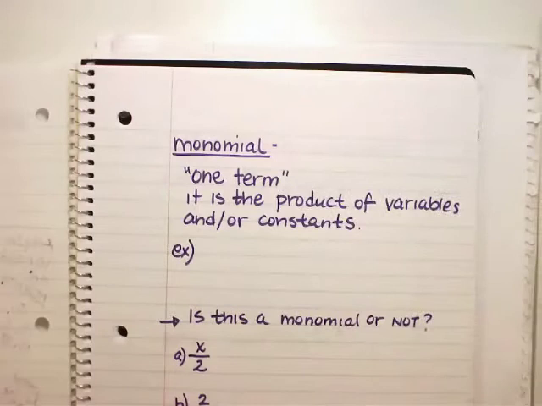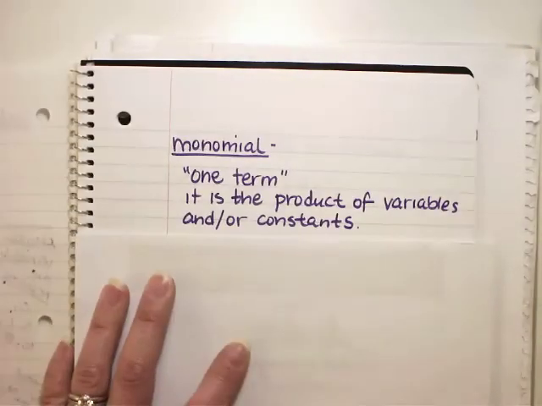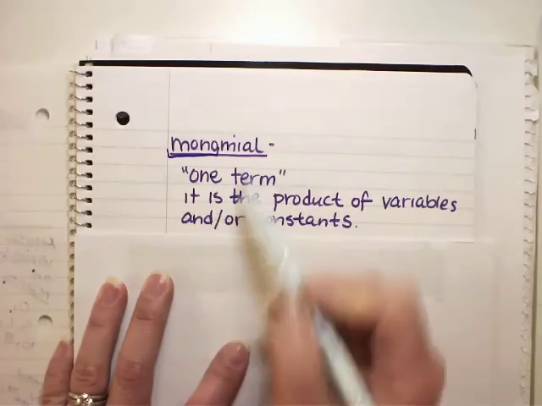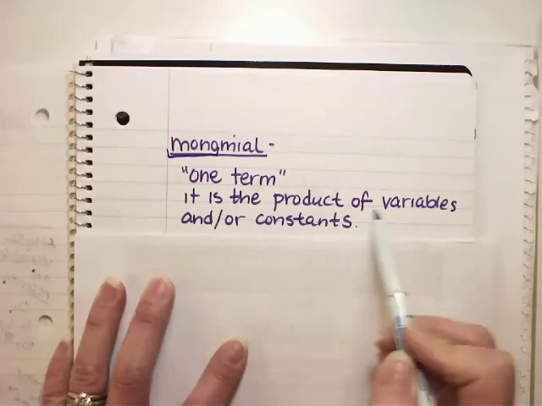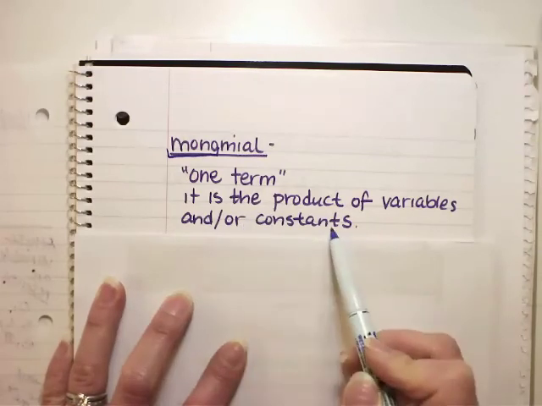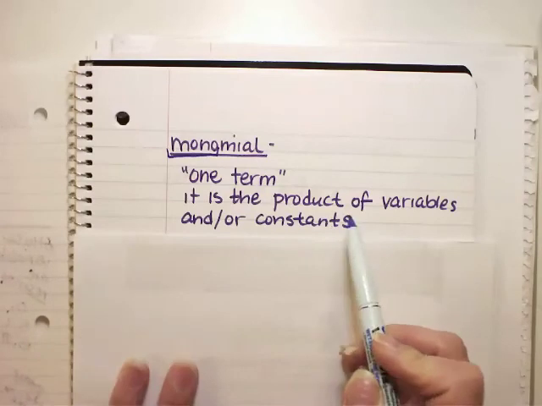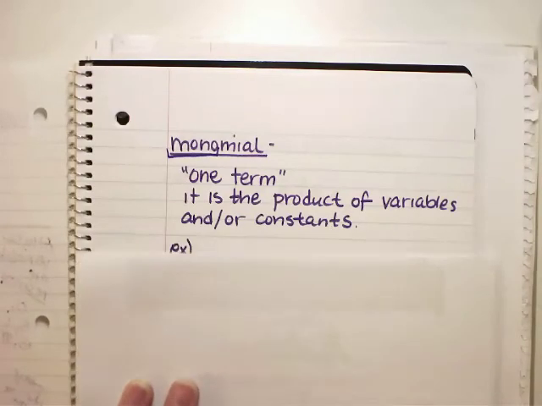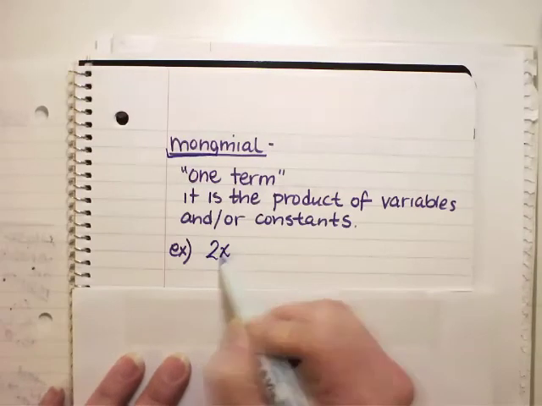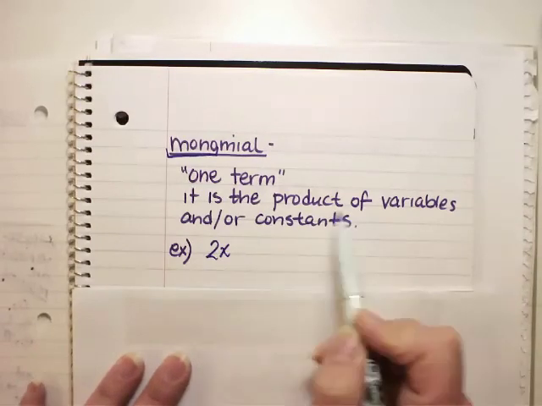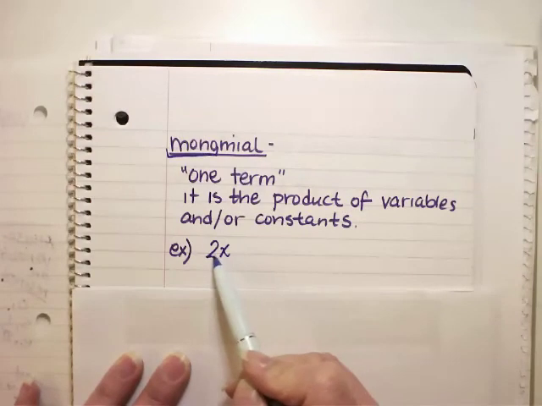Moving on, our next vocabulary term is monomial. Okay? Monomial, mono means one, so monomial means one term. It is a product of variables and or constants. So it's exactly one term or one piece. An example would be 2x. 2x is a monomial. It is a product of a variable x with the number 2, the constant 2. So it is a monomial.